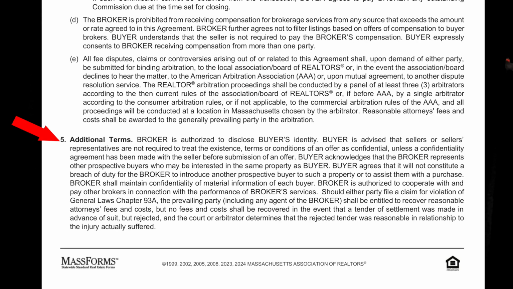So under number 5, additional terms. Here it states that we have authorization to disclose who our buyer is. It also states that we may be working with other clients that are interested in the same property. Whatever we discuss is going to be confidential. So if I do show the same property that you're interested in to somebody else, it's not a breach of responsibilities and duties, right? It's not a breach of contract. It's a different person, and whatever we're going to talk about is going to be confidential. Also, we're going to abide by all federal and state laws. So under Chapter 93A, disclose whatever we need to disclose, and abide by all fair housing guidelines.